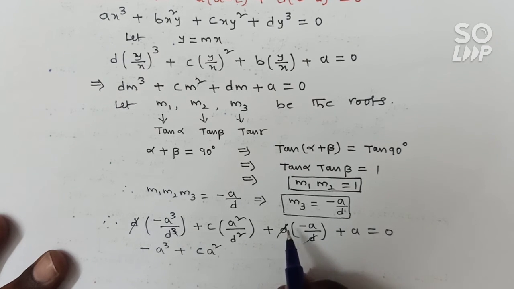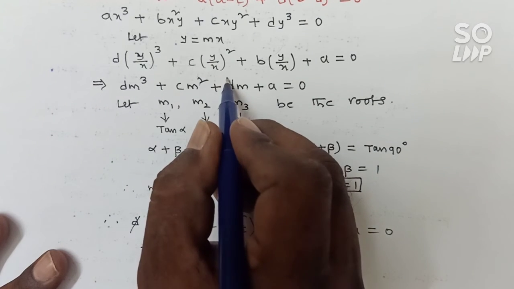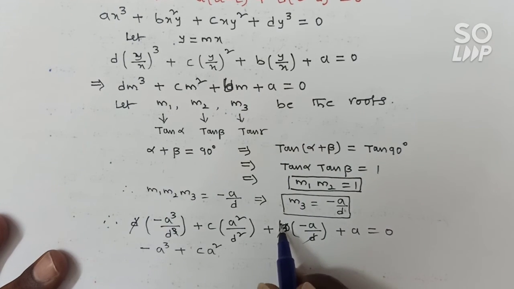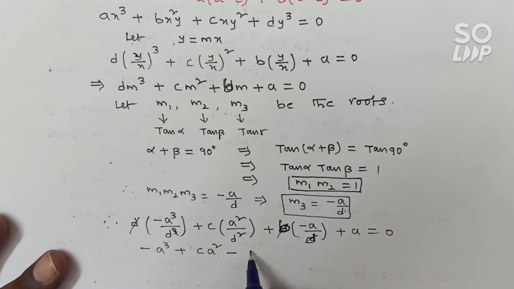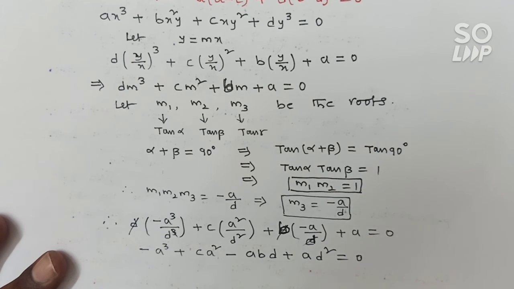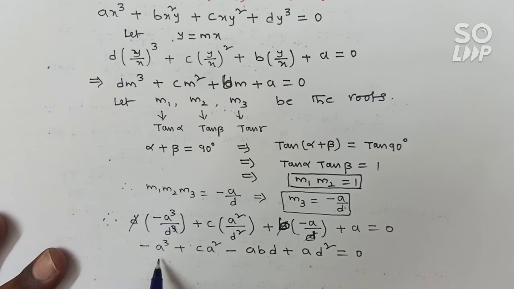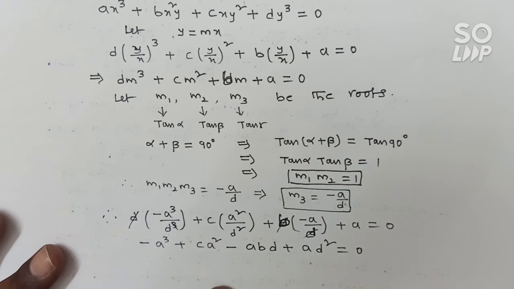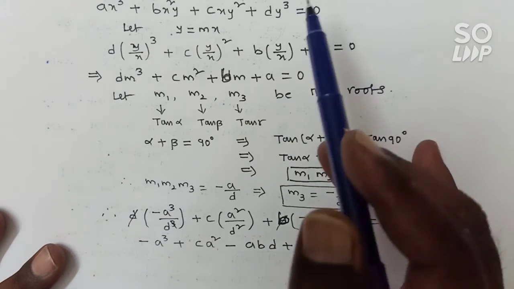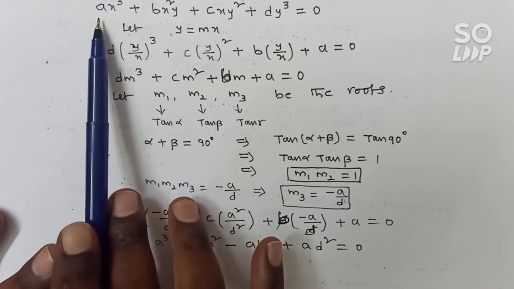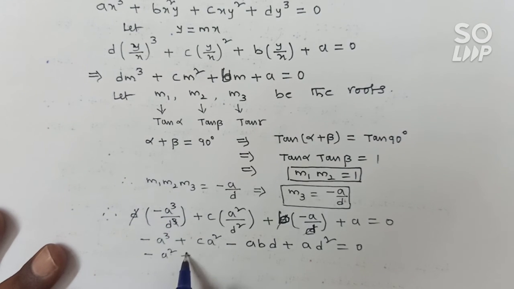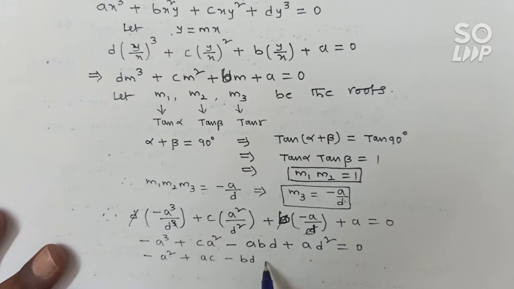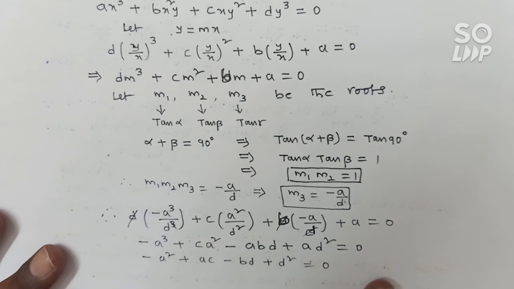Sorry, here this one is nothing but b, not d. So that is minus a into b into d plus a into d square is equal to 0. Okay, now you see that throughout, a is common, so divide with a because a is not equal to 0. If a is equal to 0, the given equation will not represent a cubic equation. So this becomes minus a square plus a into c minus b into d plus d square is equal to 0. Now you simplify.